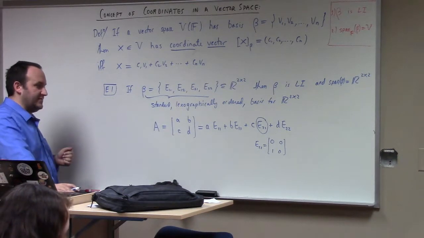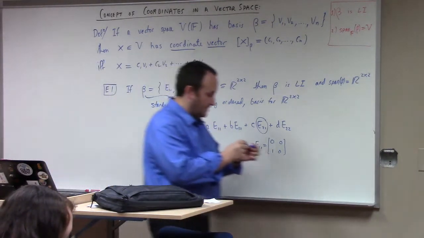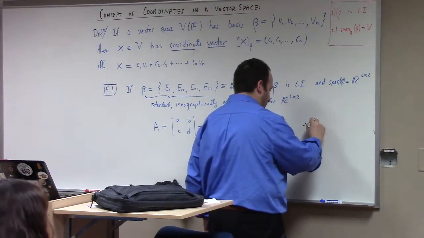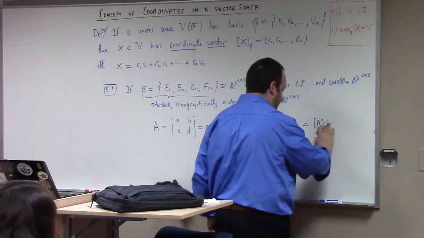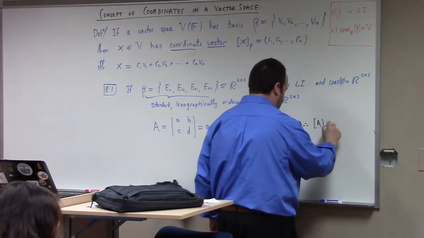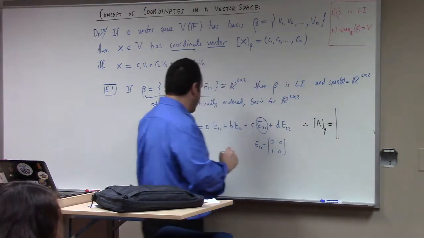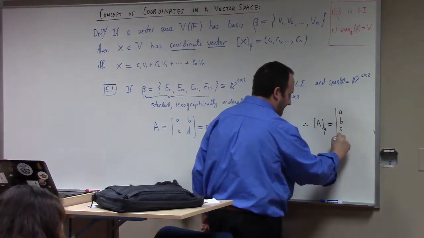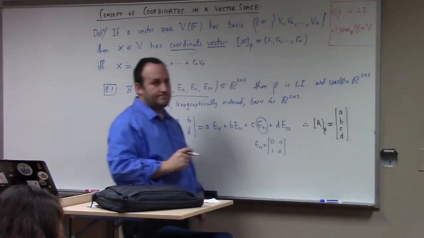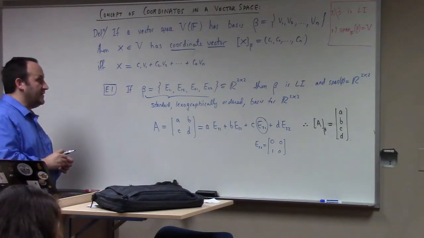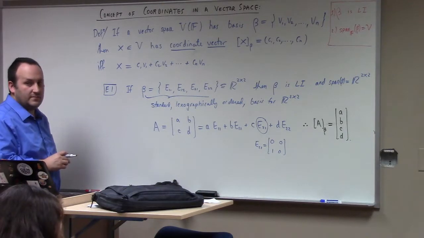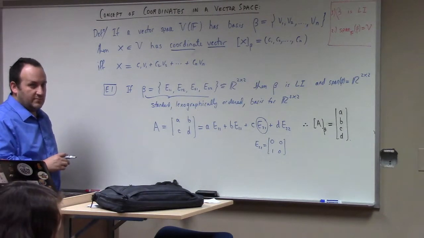So what's the coordinate vector of A? The coordinate vector of A with respect to the beta basis is equal to, what do you tell me? A, B, C, D? Yeah. So here A is playing the role that X did in my definition. Okay? Any questions? No?